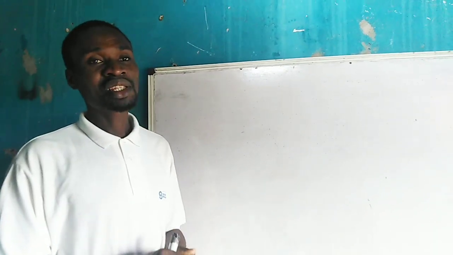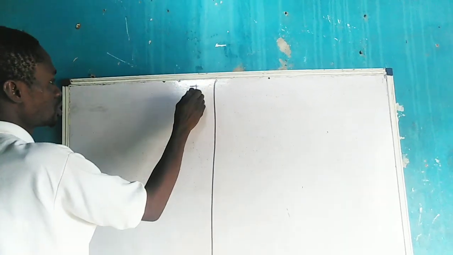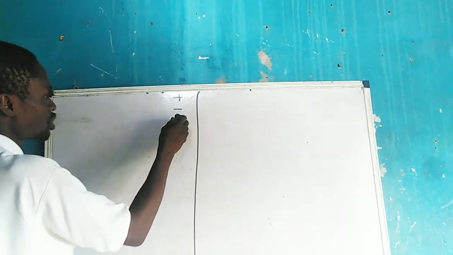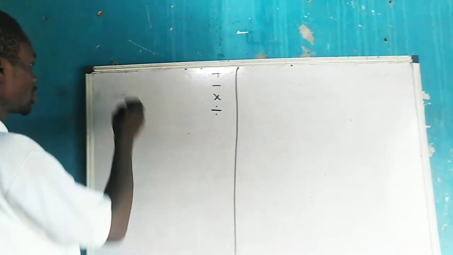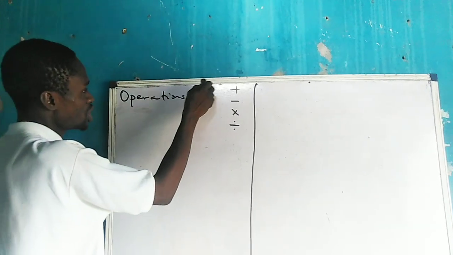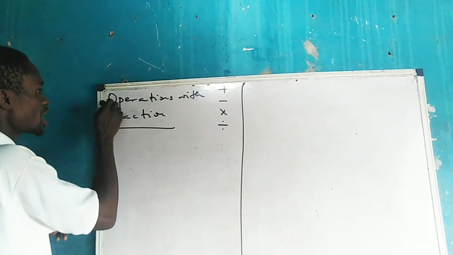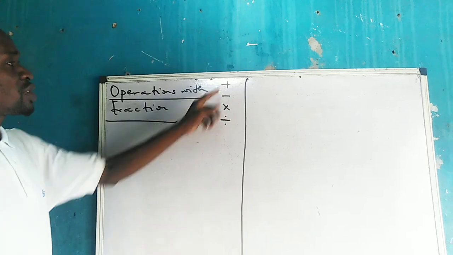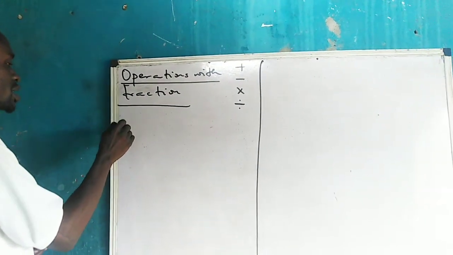Operations are what we talk about when we deal with signs like addition, subtraction, multiplication, and division. So these are operations. Let's say operations with fractions. How do we use addition, subtraction, multiplication, and division under fractions? Let's start with the first, addition.